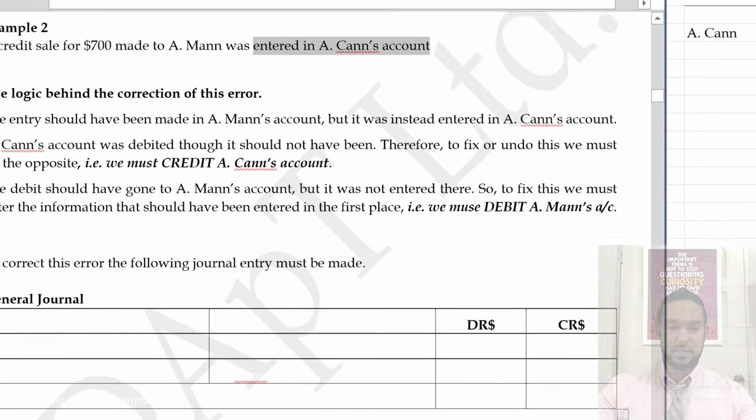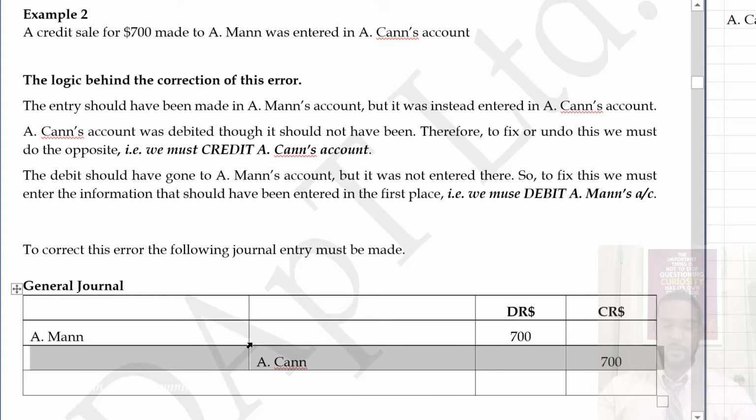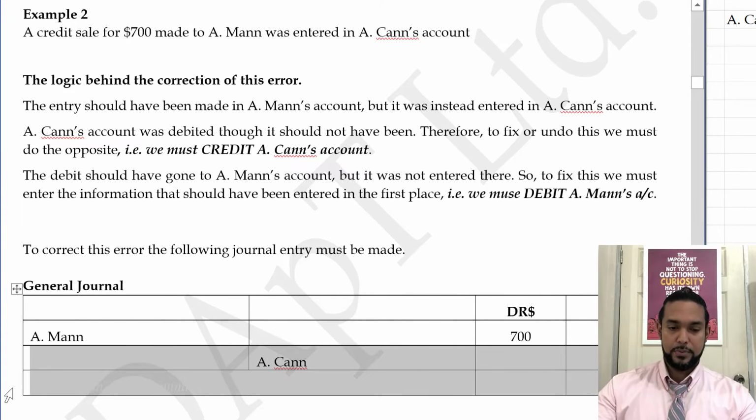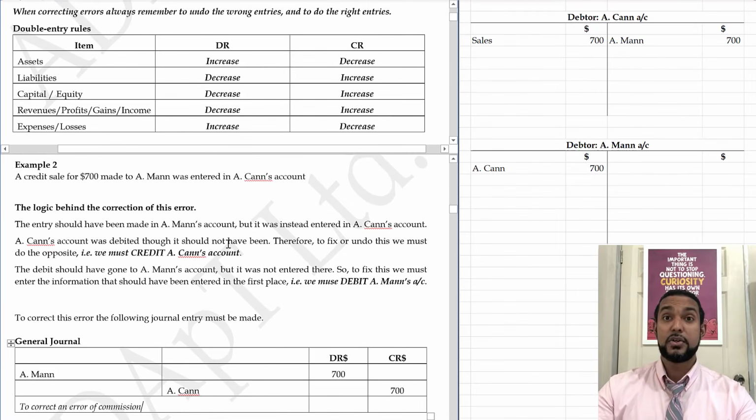So let's put that in. We have a debit to A Man because that is where the debit was supposed to go in the first place, and we have a credit to A Can because the debit went there and it wasn't supposed to go there, so we have to undebit it. And of course we put a very simple narration to correct an error of commission.